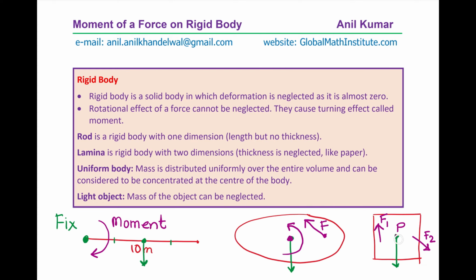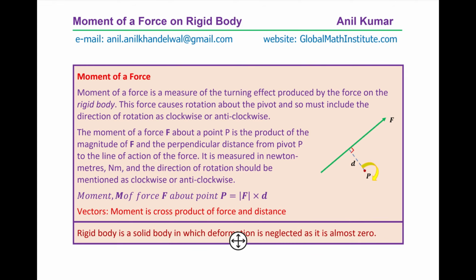Well, necessarily, the point may not be at the center. It could be any point on the object. So that is what we are going to study now. But let's first understand what the moment exactly is, right? Moment of a force is a measure of the turning effect produced by the force on the rigid body. This force causes rotation about the pivot and so must include the direction of rotation as clockwise or anti-clockwise.